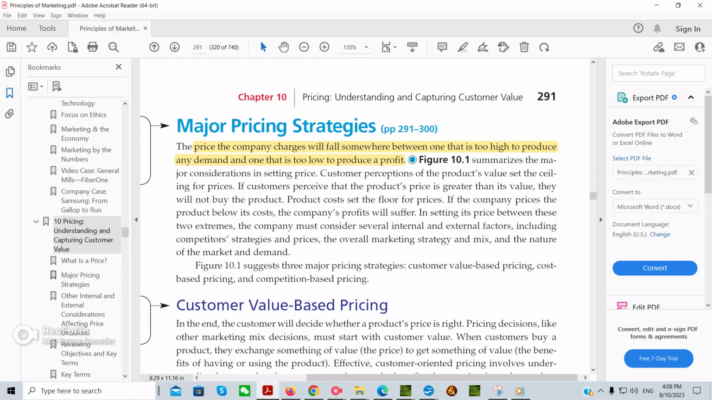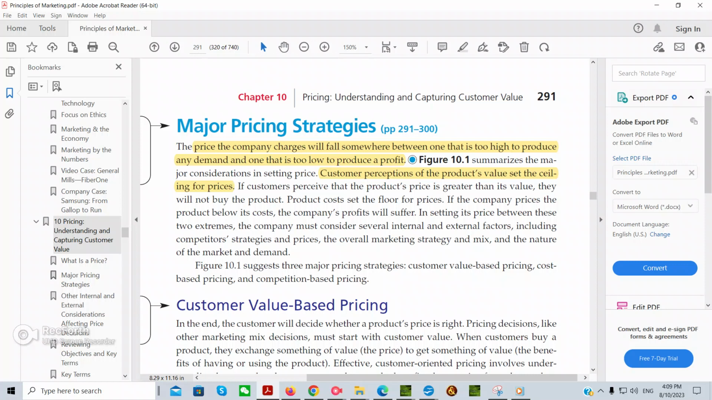The figure below will summarize the major considerations in setting price. Customer perceptions of the product's value set the ceiling for prices, meaning the value that the customer sees in it. If the customers perceive the product's price as greater than its value, they will not buy the product.